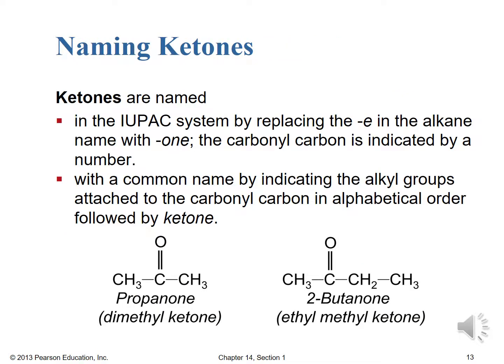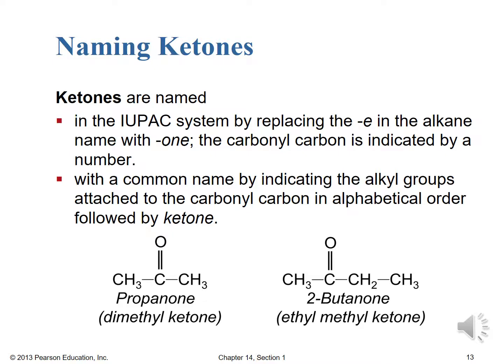Ketones are named in the IUPAC system by replacing the E in the alkane name with ONE. So it's the AL for aldehyde, the ONE for ketone. The beginning of aldehyde is the end of the name for an aldehyde, and the end of ketone, ONE, is the end of the name for a ketone. So that works out nicely.